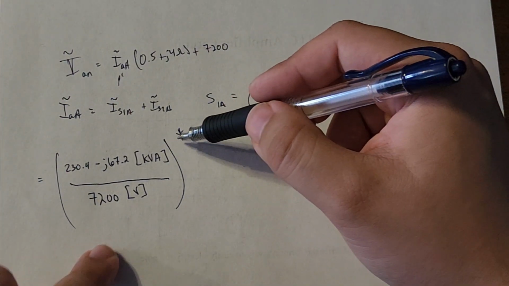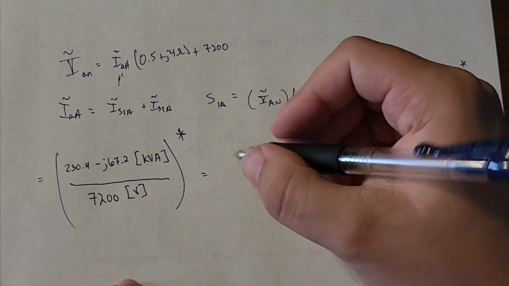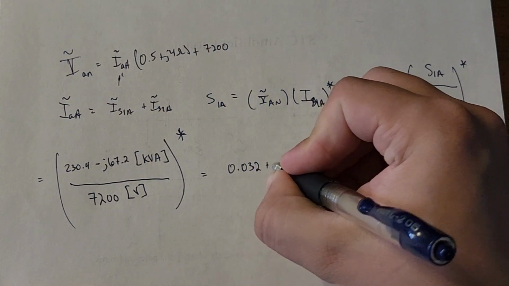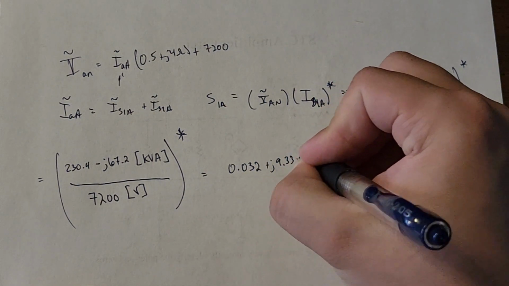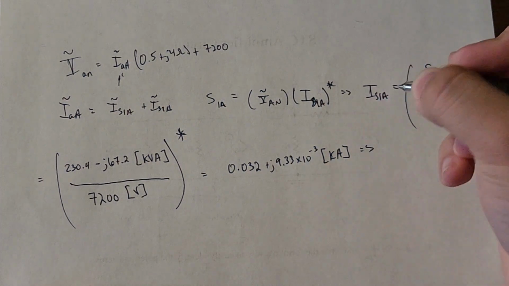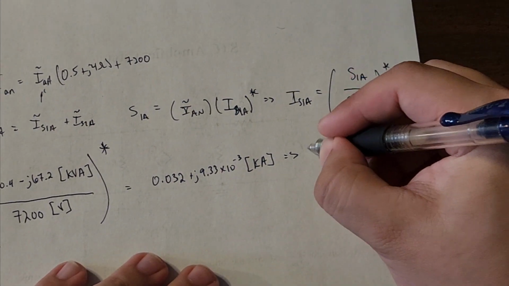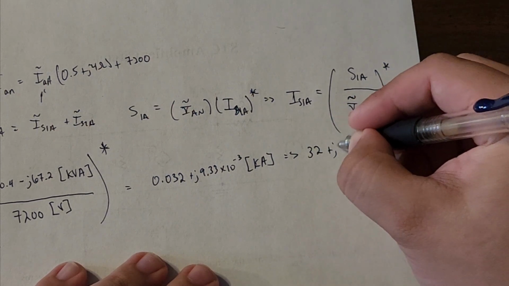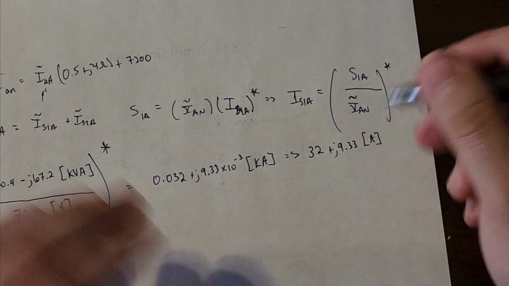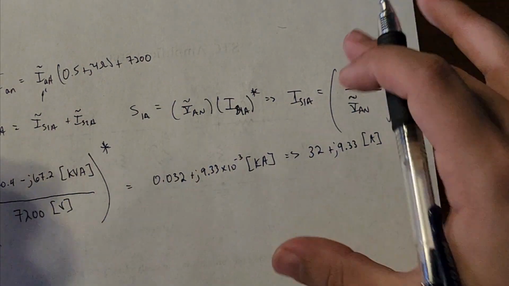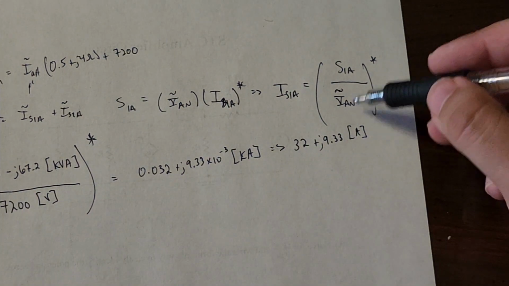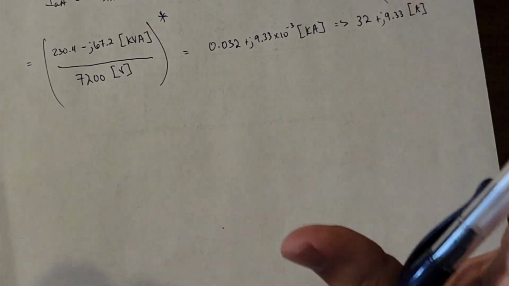And don't forget this conjugate. When we do this, we get 0.032 plus j9.33 times 10 to the negative third. Remember, kiloamps. To go from kiloamps to amps, we multiply by 1000 and we end up getting 32 plus j9.33. This is in amps. Okay, well, we have IS1A. It is very easy: use the complex power, divide by the voltage across it, and make sure to take the conjugate. All right, we find IS1A.